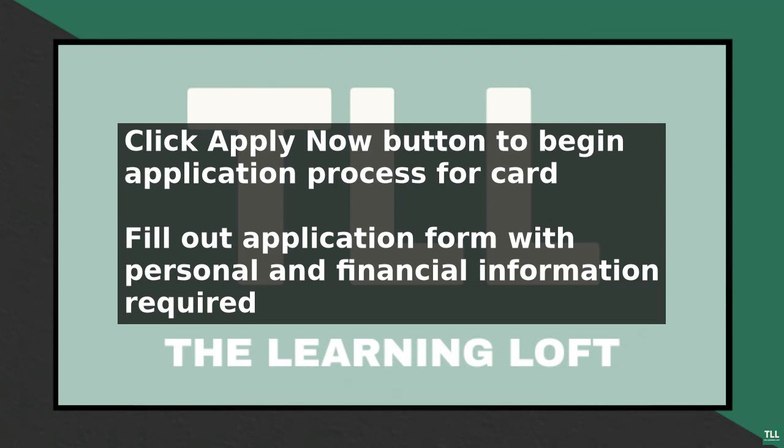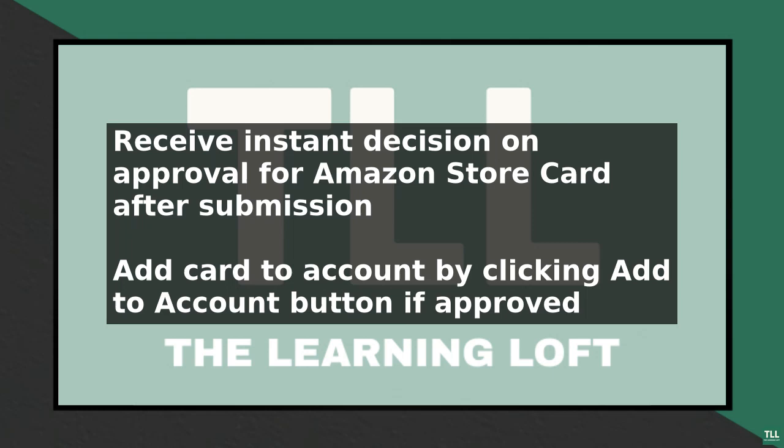To add the card to your account, go to the Payment Options section of your account settings. Click on the Add a Payment Method button and select Amazon Store Card from the list of available payment options. Enter your card information, including the card number and expiration date, and click Save. Your Amazon store card is now added to your account and can be used for future purchases.